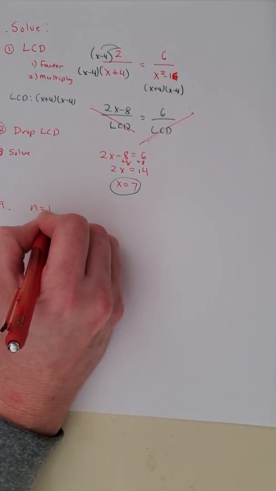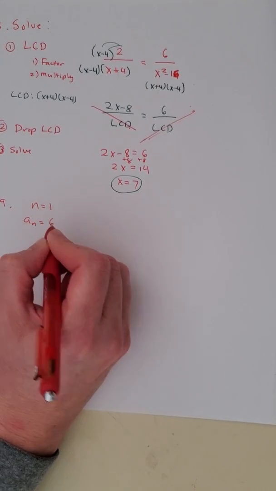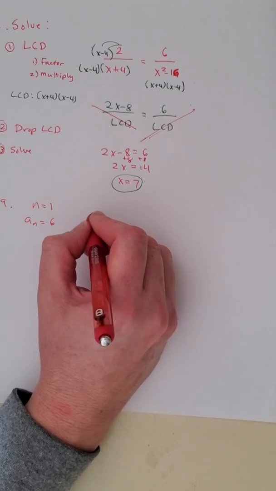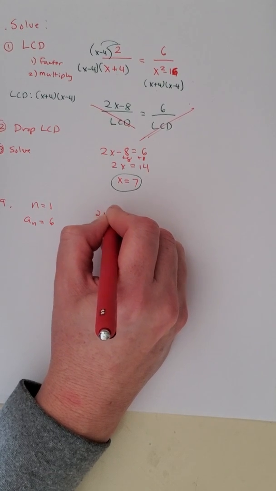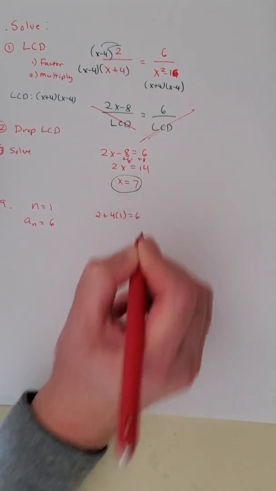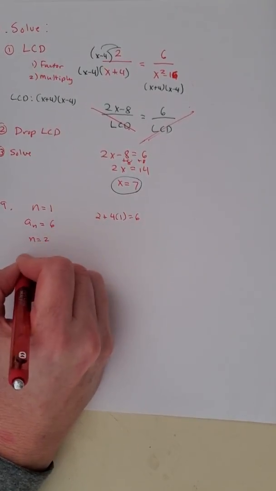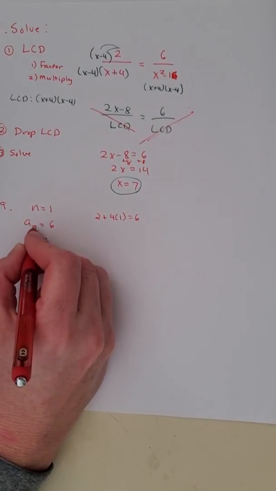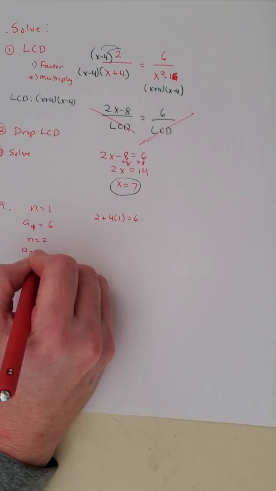So like when n is 1, I should get that a_n is 6. So if I plug into the first function 2 plus 4k, I do get 6, but you have to plug in more than one value. So try n equals 2. Oh sorry, this is a1, right? a2 is supposed to equal 8.